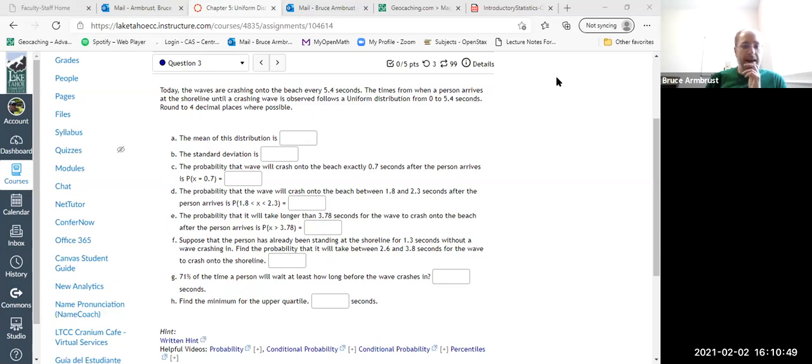Yeah, it's the fact, like Willie just said there, that you've been standing there for 1.3 seconds. So that's a given. We already know that nothing's happened the first 1.3 seconds. So because we already have some information, this thing is conditional.